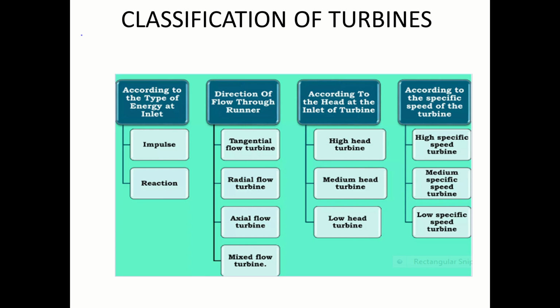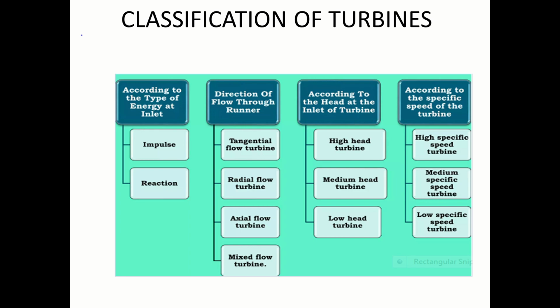According to the type of energy at inlet, I have already told you, when the water is hitting the vanes of the impeller, because of the impulse developed by the water on the vanes, the turbine rotates or the impeller rotates. Because of the impulse developed by the water, the turbine is rotating. That's why it is called as impulse turbine.